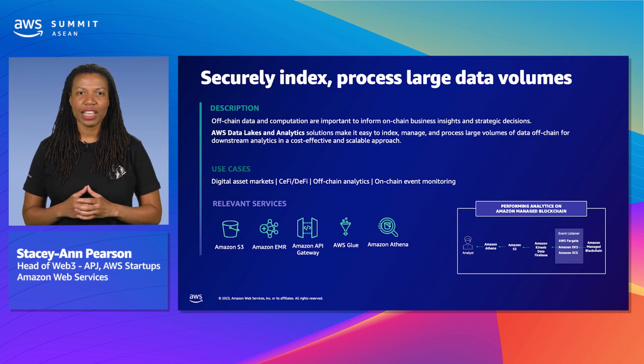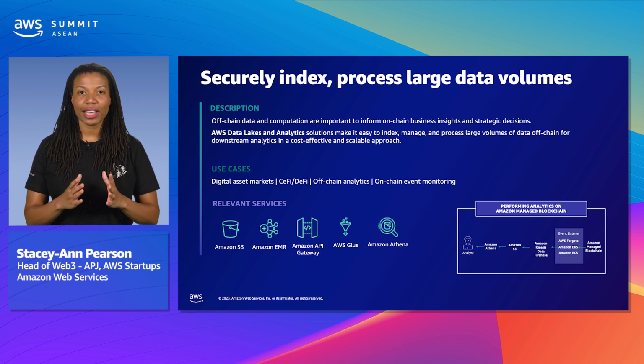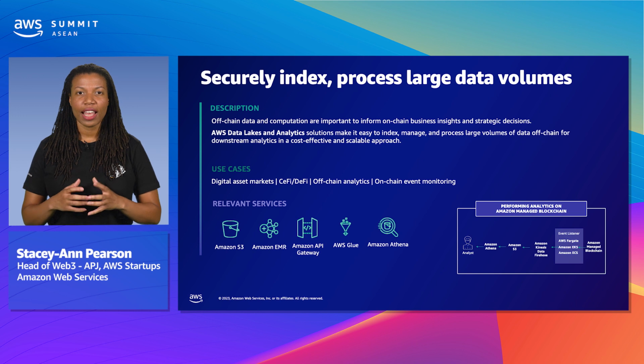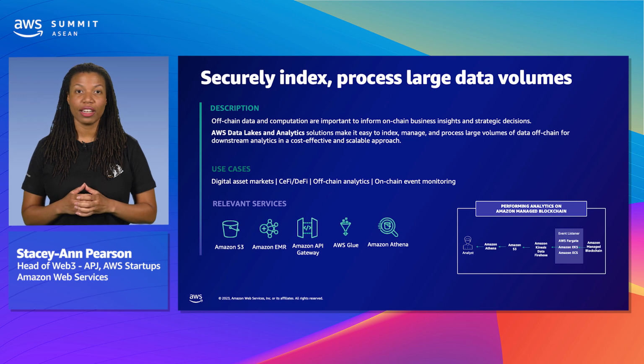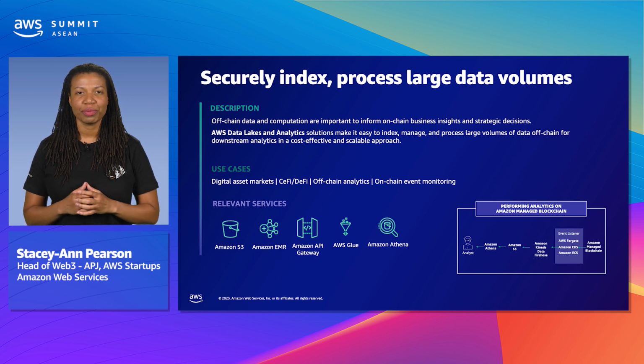The most common use cases where this solution is needed include digital asset markets, centralized and decentralized finance, and on-chain event monitoring. The relevant services for securely processing large volumes of data are Amazon S3, Amazon EMR, Amazon API Gateway, AWS Glue, and Amazon Athena. Take another moment to review the diagram of how the various services fit together.